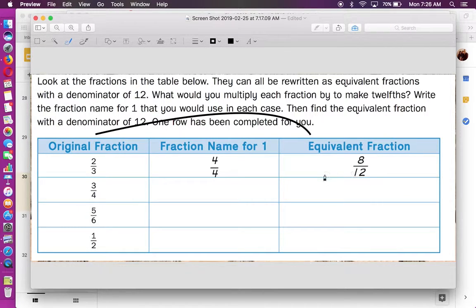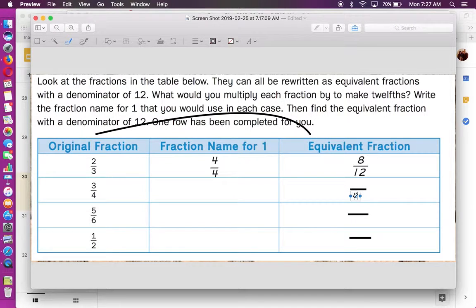Our denominator needs to be 12. So what you need to ask yourself is, what times the denominator here will give me 12 over here? And what times this denominator will give me 12 here? And what times this denominator will give me 12 here? So I'm going to write my fraction bars right here. And I know I want 12 on the bottom of my denominator.